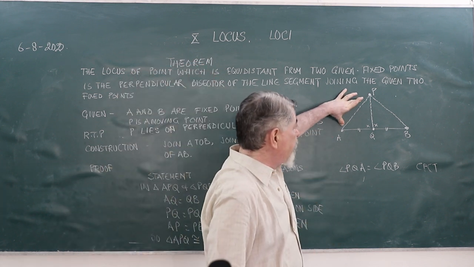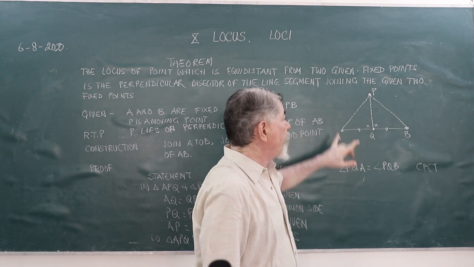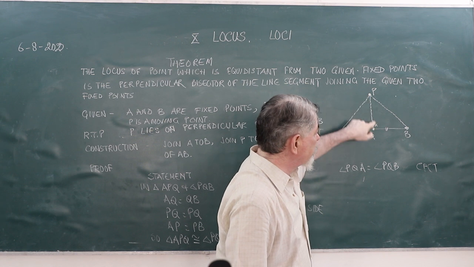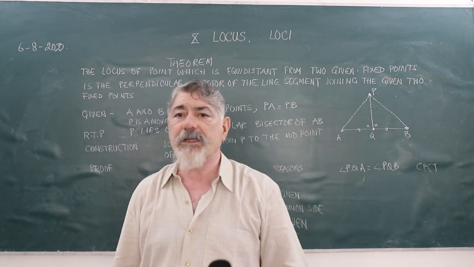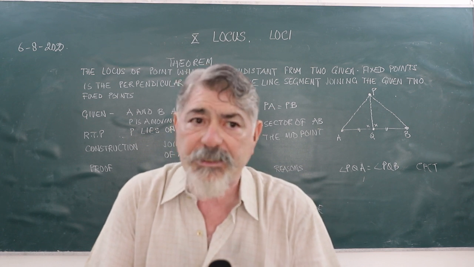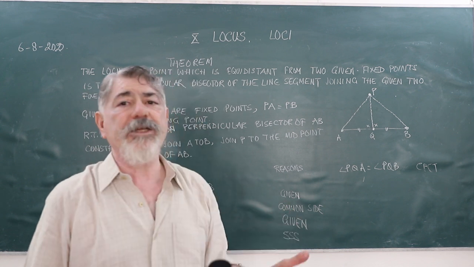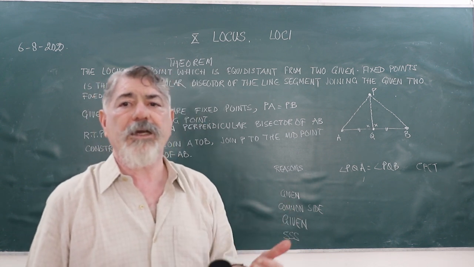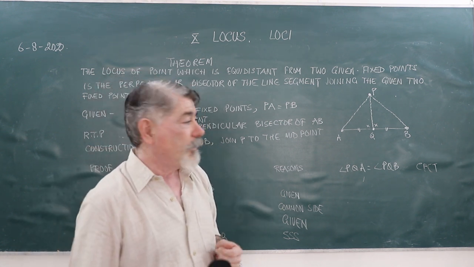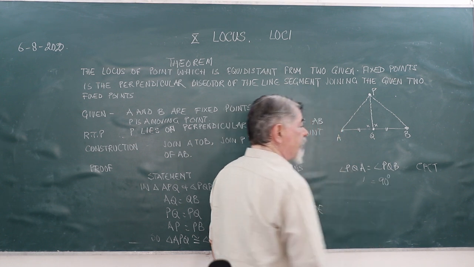Because we are saying PA is equal to PB, in front of PA the angle is PQA, and in front of PB the angle is PQB. So these two angles are equal to each other, and hence they are corresponding parts of the congruent triangles. And if these angles are equal, they are going to be equal to 90 degrees.